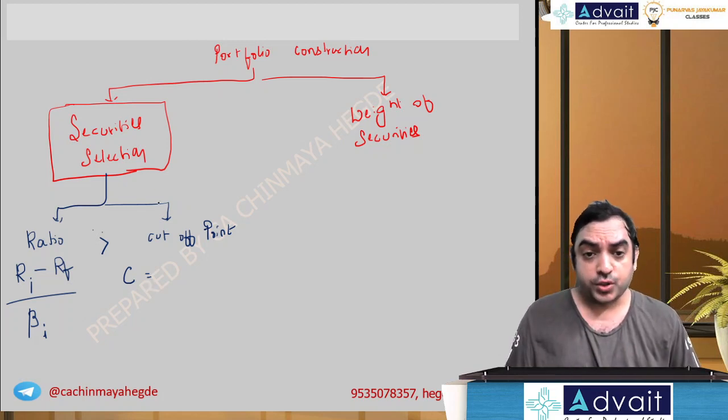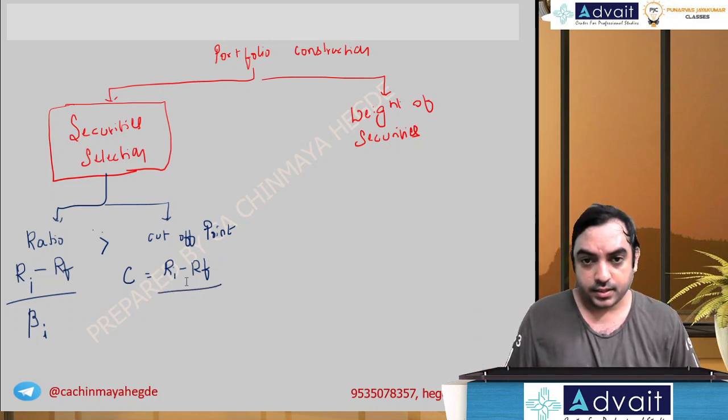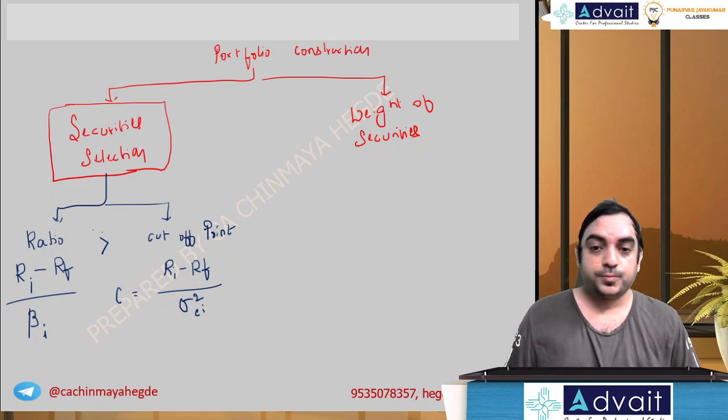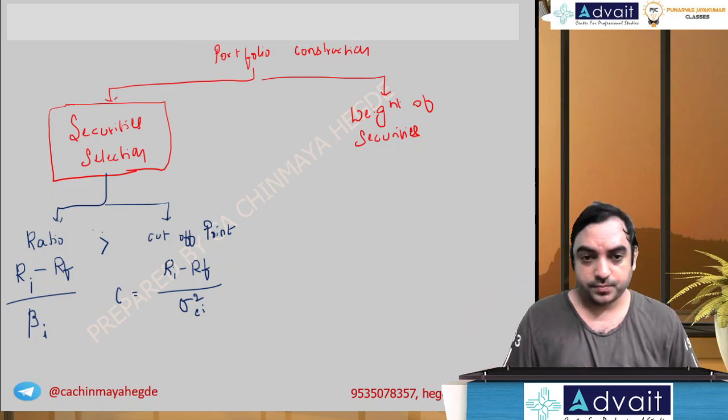Okay. So this goes like this. C equals (Ri minus Rf) divided by sigma E square Ei, into beta, divided by 1 plus beta square divided by sigma square Ei.